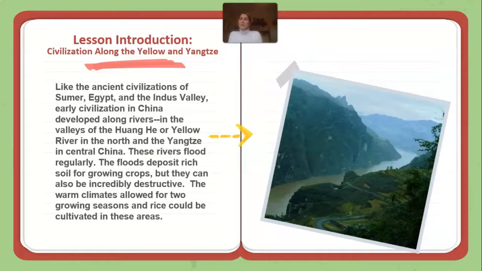Lesson introduction: civilization along the Yellow and the Yangtze. Like the ancient civilizations of Sumer, Egypt, and the Indus Valley, early civilization in China developed along rivers, in the valleys of the Huanghe or Yellow River in the north and the Yangtze in central China. These rivers flood regularly. The floods deposit rich soil for growing crops, but they can also be incredibly destructive. The warm climates allowed for 2 growing seasons, and rice could be cultivated in these areas.